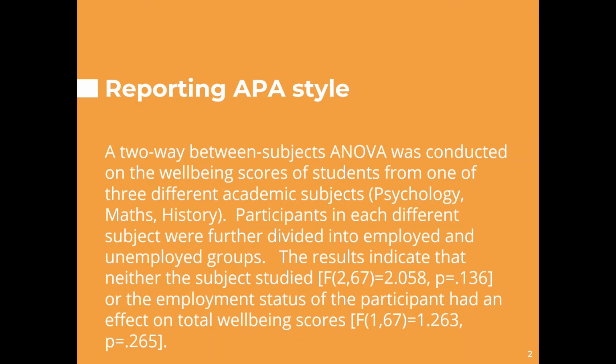So a two-way between subjects ANOVA was conducted on the well-being scores of students from one of three different academic subjects. Name my levels there, psychology, maths and history. Participants in each different subject were further divided into employed and unemployed groups. The results indicate that neither the subject studied, I've reported my test statistics, or the employment status of the participant had an effect on the total well-being scores. And again, that's my test statistics for the employment status of participants.